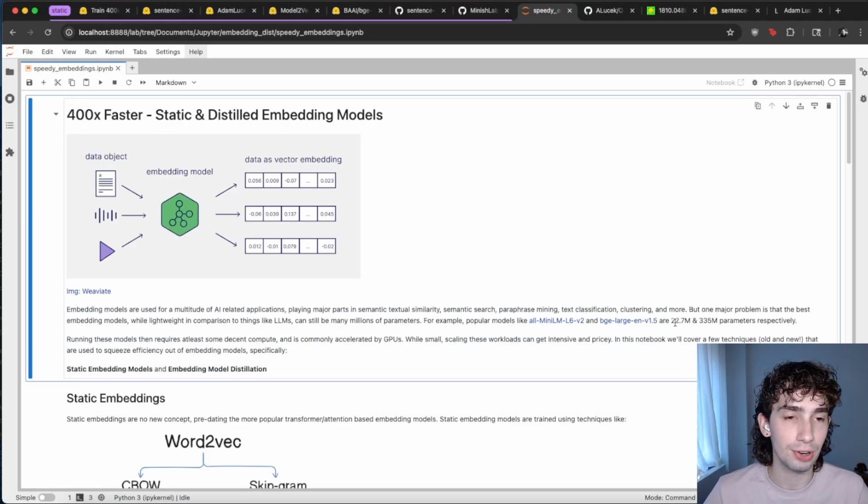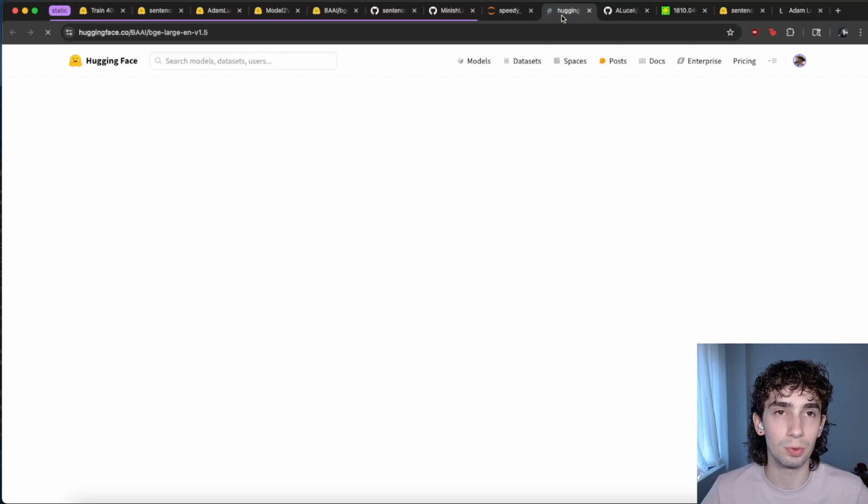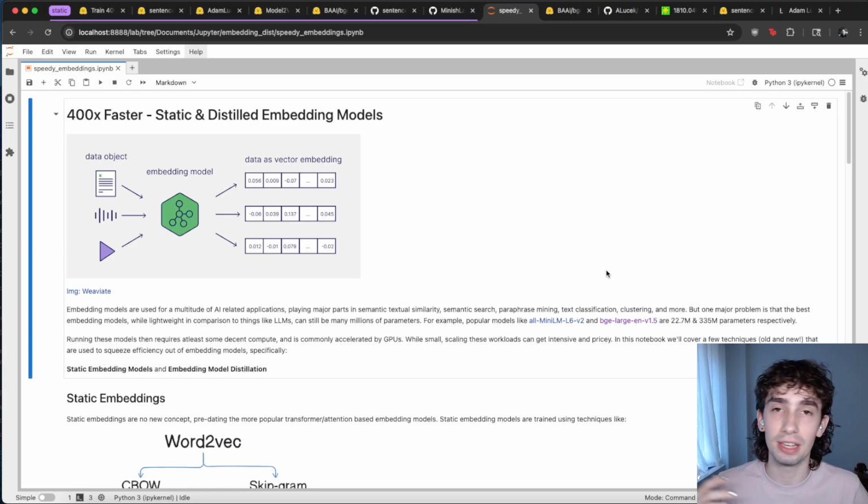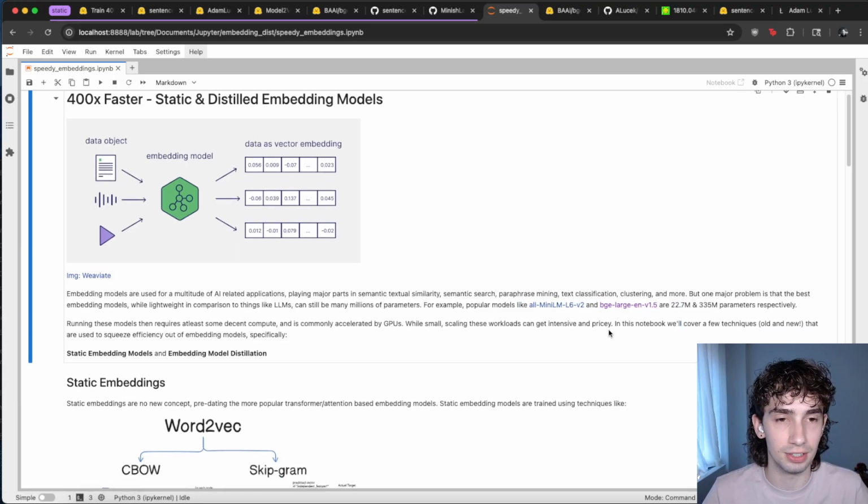While relatively trivial in comparison to some of the 70 and 100 billion plus parameter models that we see with large language models, they can still reach pretty decent parameter sizings, which in turn means that you need some pretty decent hardware to be able to run large scale tasks on these kind of things.